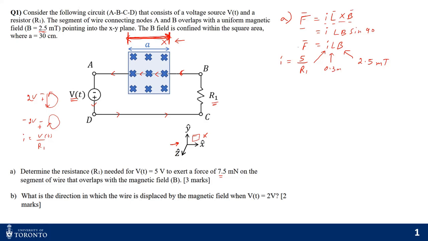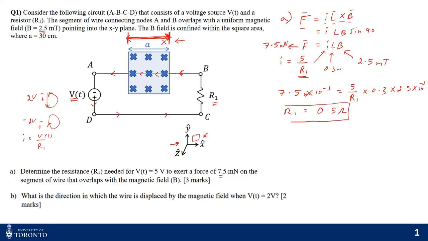So now you know your F, because you want to find the value of R1 such that 7.5 millinewton is applied, right? So you have all the values. So basically your equation will be 7.5 millinewton, so that should be 10 power minus 3, equals 5 by R1 times 0.3 times 2.5 into 10 power minus 3, right? So once you solve this equation, you will find your R1 to be 0.5 ohms. So that's the answer for part A.